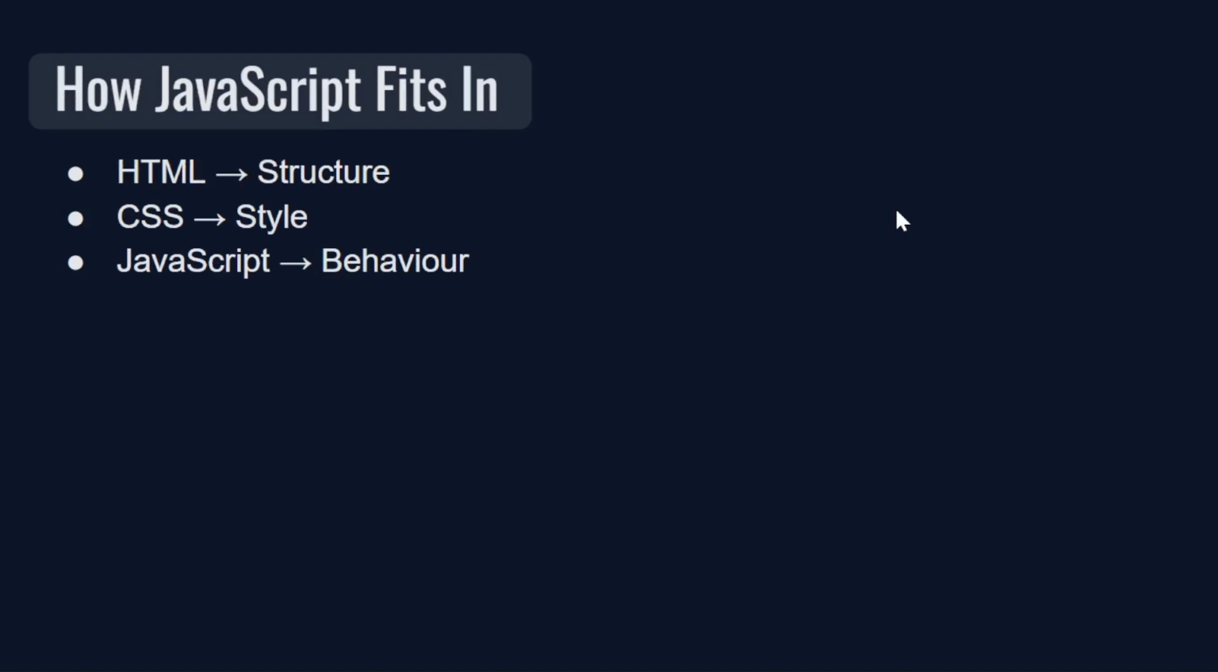Websites are built using three main technologies. HTML provides structure, CSS controls how the page looks, JavaScript controls how the page behaves. A helpful analogy is HTML is the skeleton, CSS is the clothes, and JavaScript is the brain.